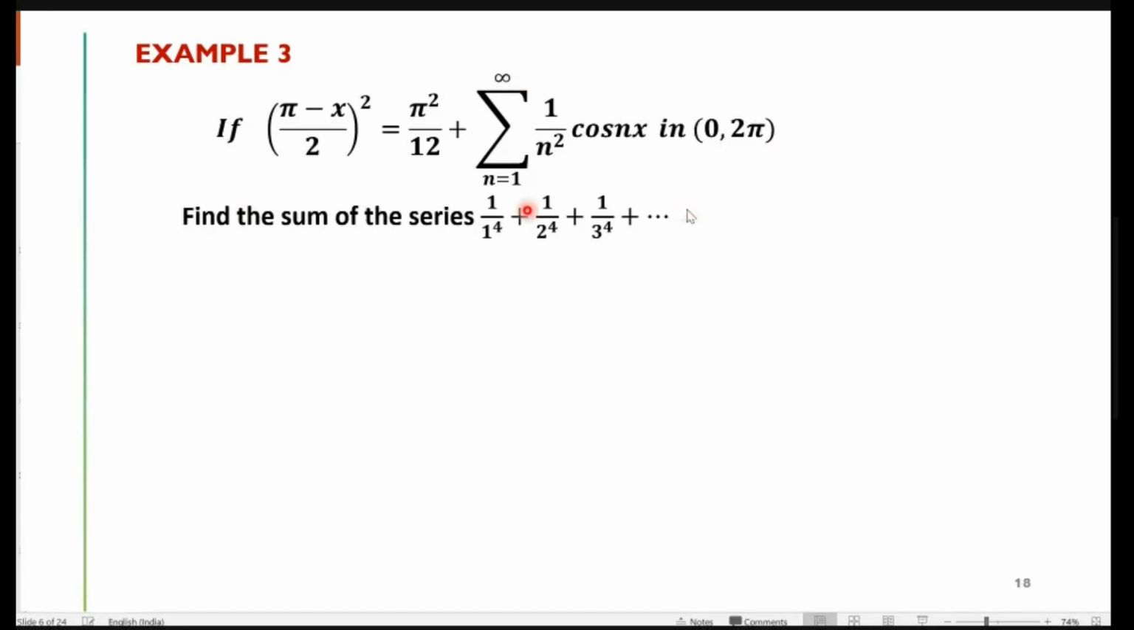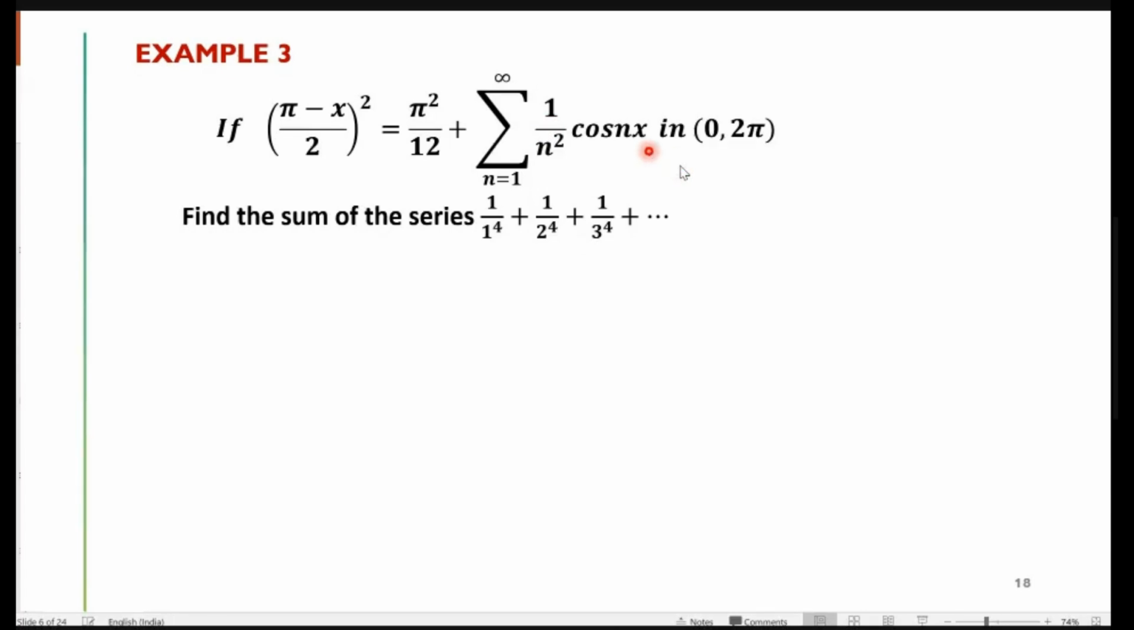Okay, so if it is a Fourier series, then what is f of x, what is a0, what is an and what is bn from here? Can we write f of x, a0, an and bn? Now f of x is pi minus x by 2 the whole square. A0 by 2 is pi square by 12. And an is equal to 1 upon n square. bn is not given, so bn is equal to 0.